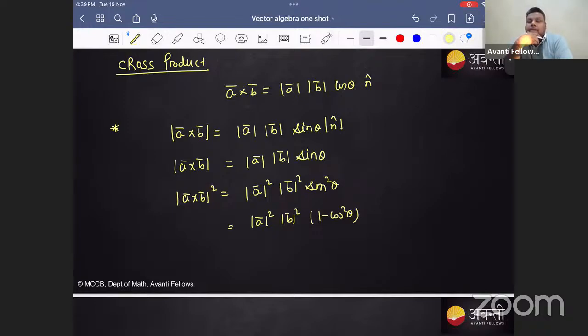Got it? Madhukar, ready? Are you getting? Madhukar, am I audible? Sivamani? Sivamani, am I audible?